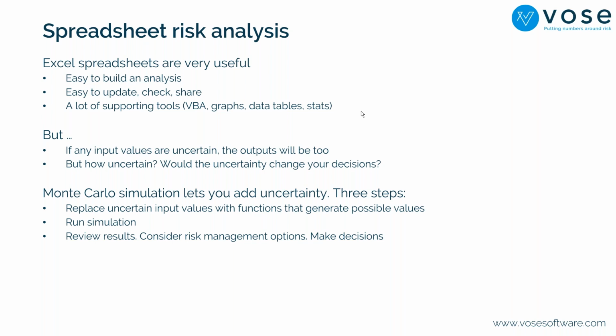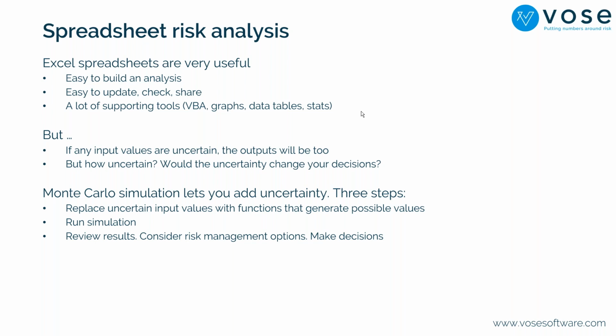But the problem with business risk modeling, business models that one has doing cash flows, etc., is that if any of those input values to your model are uncertain, the calculated outputs will also be uncertain. The question is, of course, how uncertain? The biggest question that people should be asking themselves is, would the uncertainty actually affect the decision that I would make?